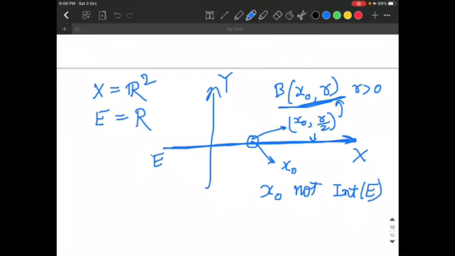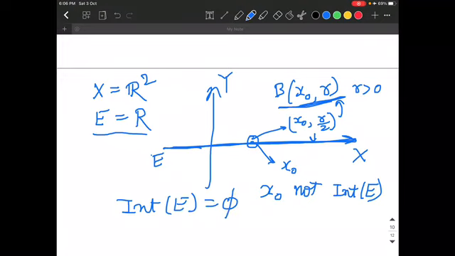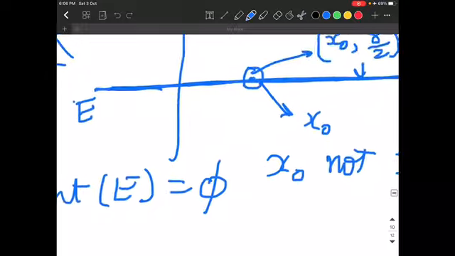Similarly, no point on this x-axis, or to be more precise in this set E, is an interior point of set E. So the interior of E is an empty set. So we see that when the dimension of set E is less than the dimension of X, then the interior of E does not exist. So for such cases we define the relative interior. So what is relative interior?